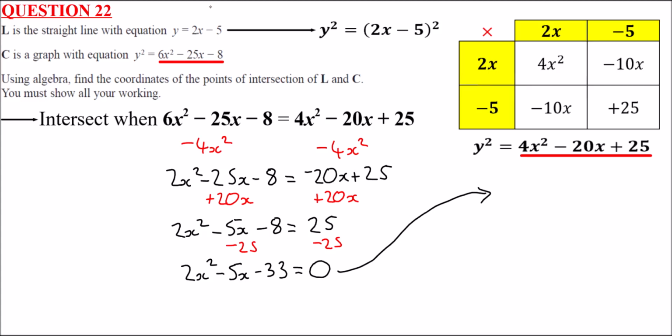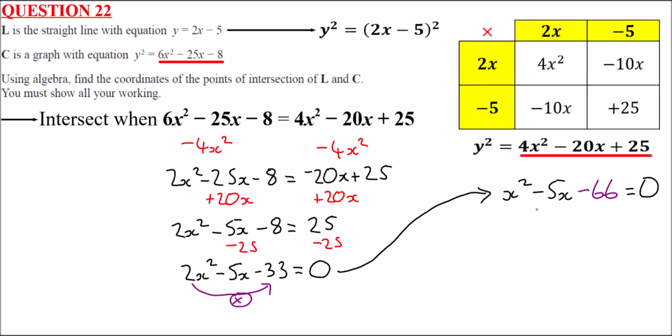So the way I do it, in terms of factorising a quadratic where the coefficient of the squared term is not 1, I'm going to forget the 2 for a moment, and just multiply it by the minus 33 at the end. So I'm going to think of it as being x squared minus 5x minus 66. We'll come back to where the 2 vanished in a moment.